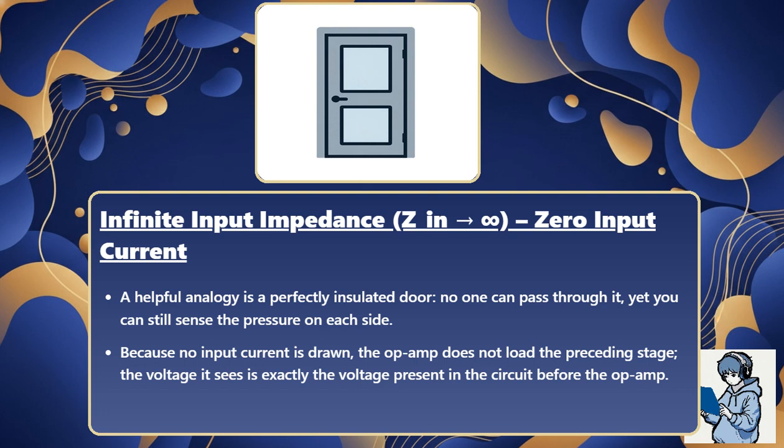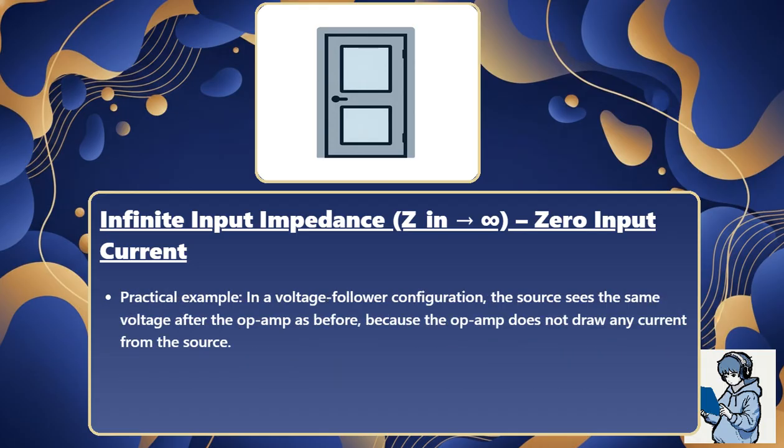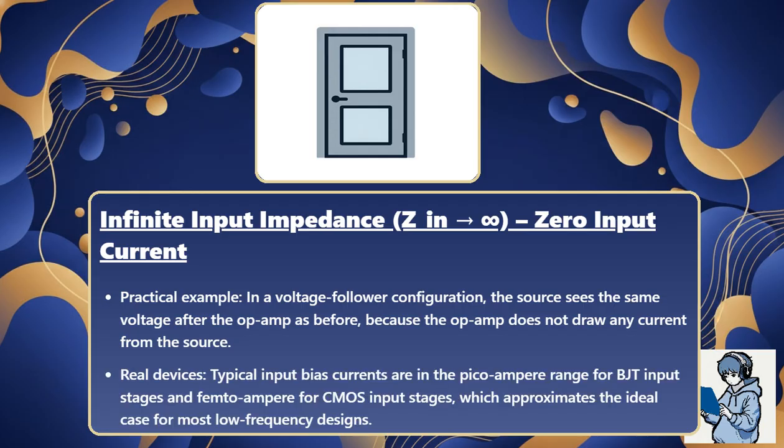Because no input current is drawn, the op-amp does not load the preceding stage. The voltage it sees is exactly the voltage present in the circuit before the op-amp. Practical example: in a voltage follower configuration, the source sees the same voltage after the op-amp as before because the op-amp does not draw any current from the source. Real devices: typical input bias currents are in the picoampere range for BJT input stages and femtoampere for CMOS input stages, which approximates the ideal case for most low-frequency designs.